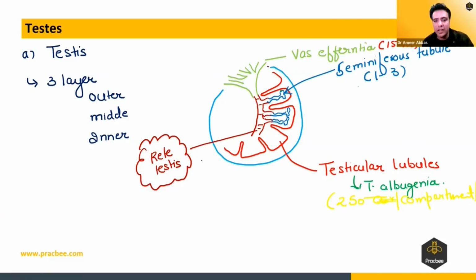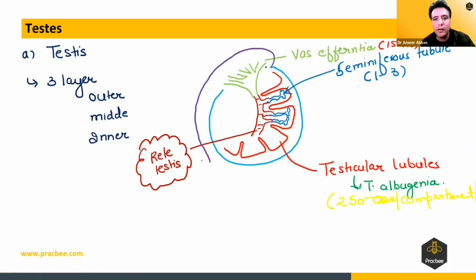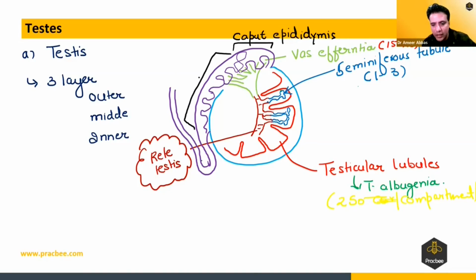These vasa efferentia, remember this, open into a highly coiled, highly convoluted structure known as the epididymis. The epididymis is divided into three regions. This one is the head. The head of the epididymis is known as the caput. This is the body, till here, and this is known as the corpus epididymis. The tail of the epididymis is known as the cauda.